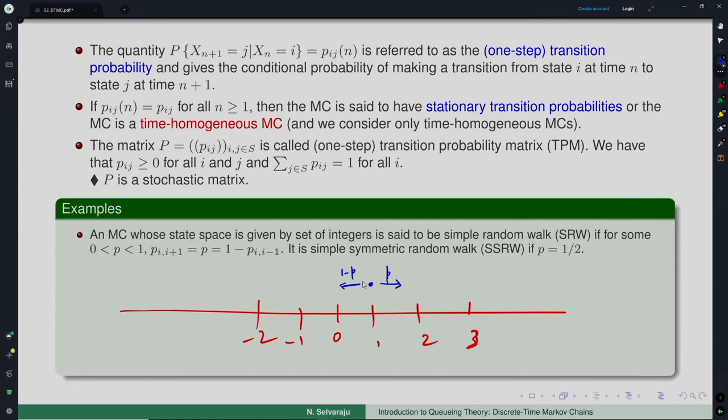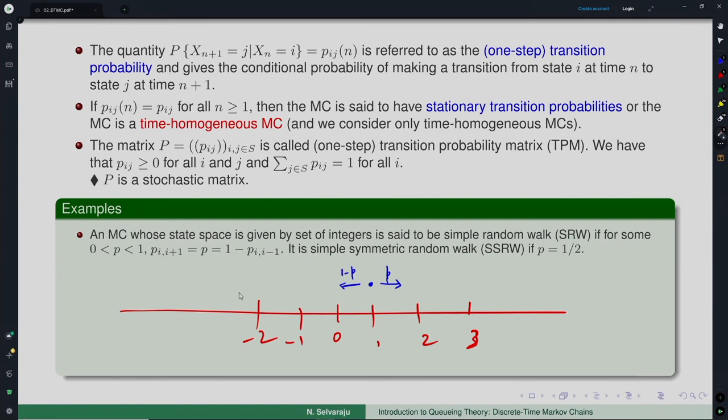And if this p is equal to half, then what you get is what is known as the simple symmetric random walk, or SSRW, which is in one dimension. Of course, the same thing you could describe in 2 dimensions, 3 dimensions and so on, and one would study some properties there. It is called symmetric if the probabilities of moving to the right or left are equal, which is a probability of 1 by 2. So, this is all in one dimension.